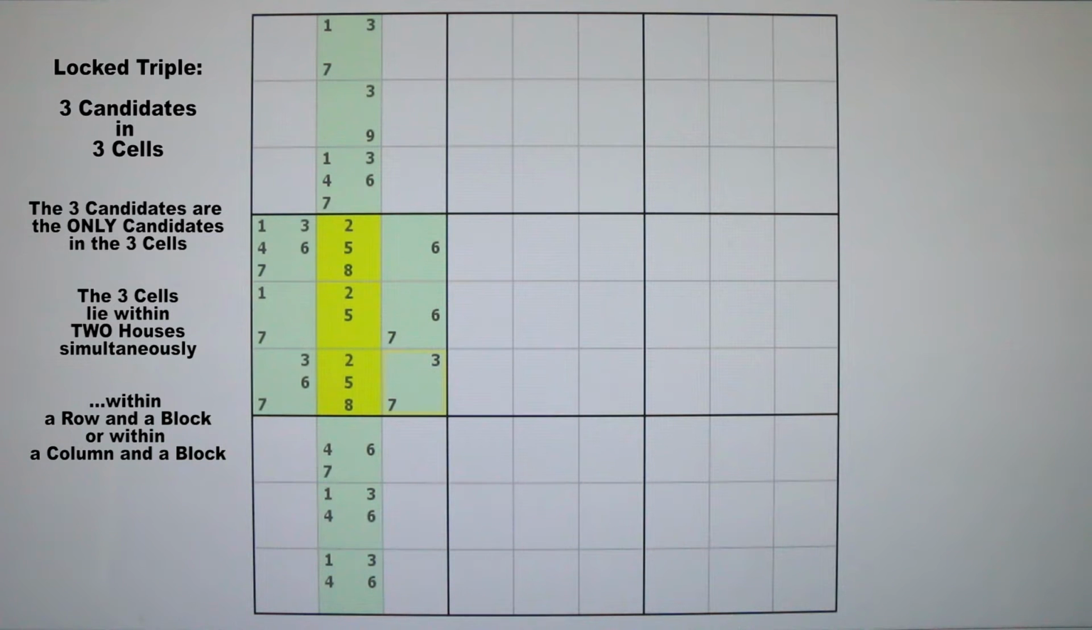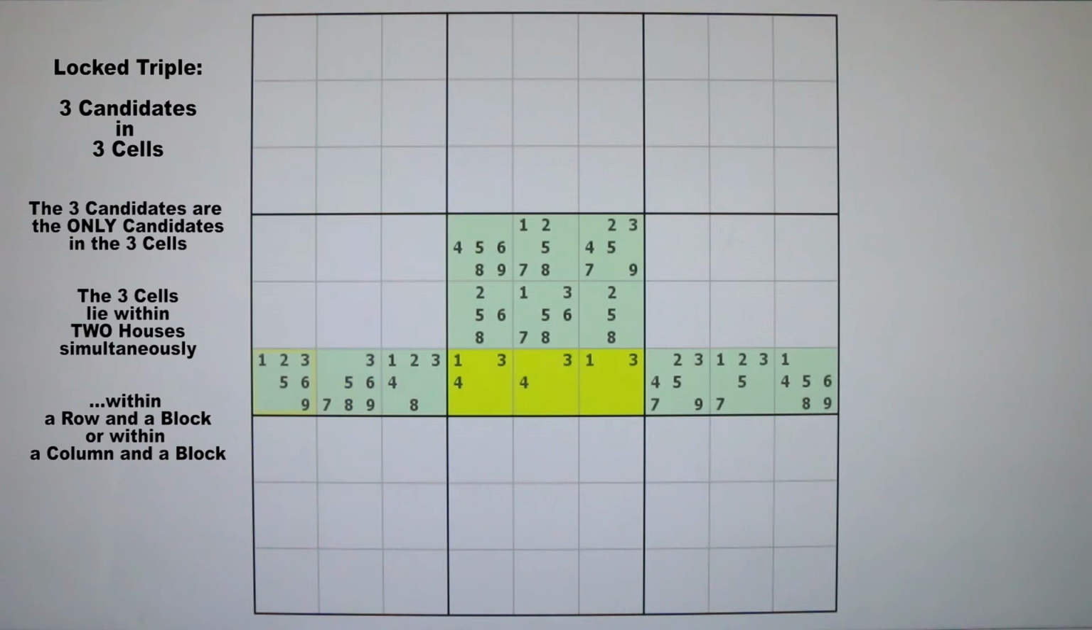As you can see, these locked triples will always lie within 3 adjacent cells that are contained in 2 houses at the same time. So let's take a look at one more. Here in row 6, we have a locked triple of 1, 4, and 3 that lies in row 6 and block 5. So we can eliminate 1, 4, and 3 from both the row and the block.